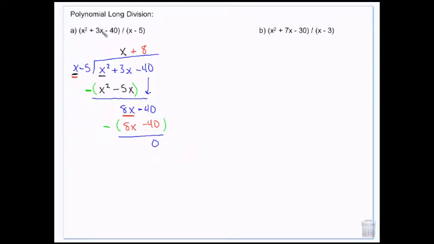So x squared plus 3x minus 40 divided by x minus 5 equals x plus 8. Or, in other words, x minus 5 times x plus 8 will equal x squared plus 3x minus 40. So, do you see it's another sort of factoring situation? But that's your actual answer.